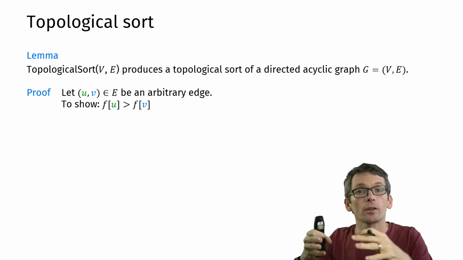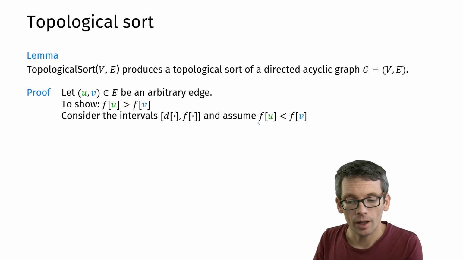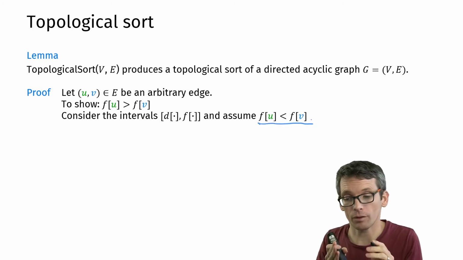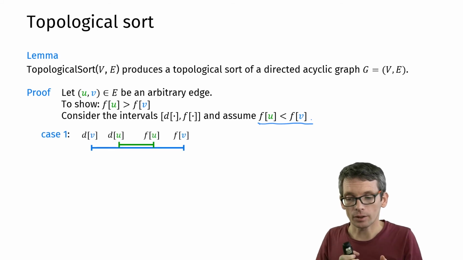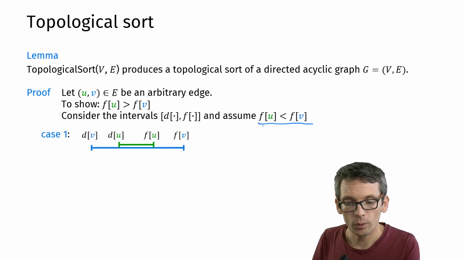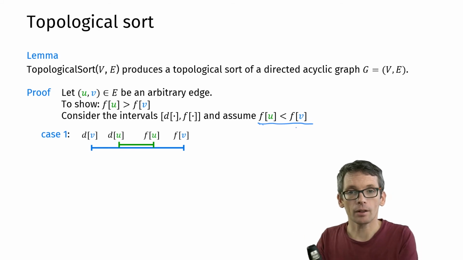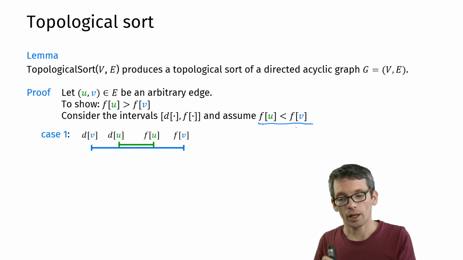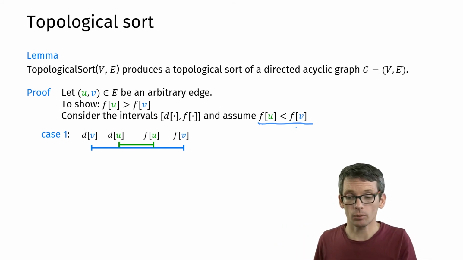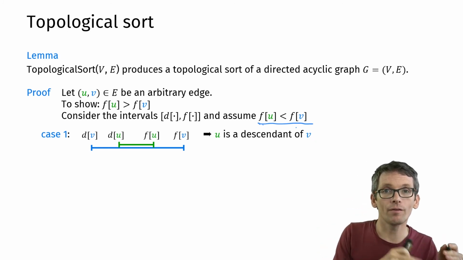To prove this, we're going to assume the opposite. So let's assume f of u is actually smaller than f of v. Now let's look at these intervals. So f of u is smaller than f of v. There are two cases. Either we have this nested structure, or f of u is completely before f of v. So if we have this nested structure, what does that mean? It means that u is a descendant of v.